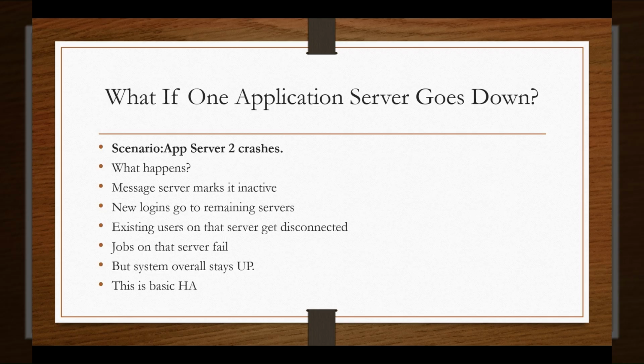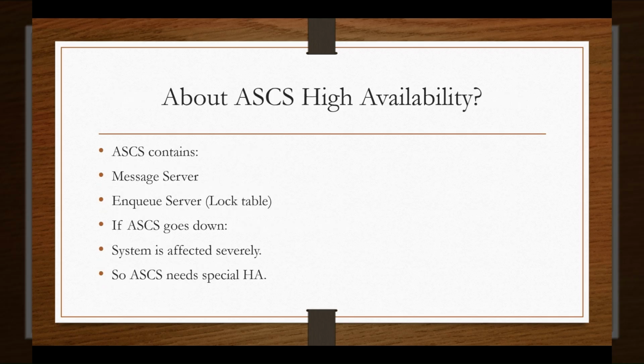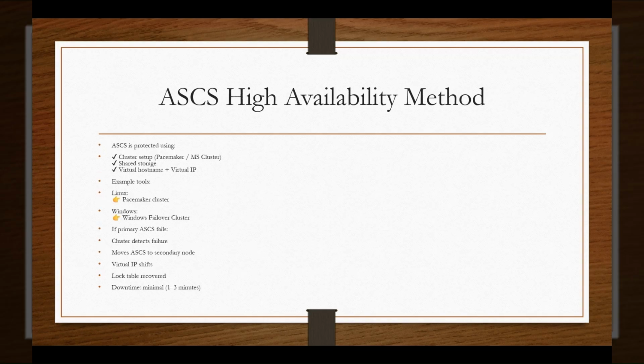This is basic high availability. Here we are talking about the ASCS instance, that is the central instance. If it goes down, the system is severely affected, so this needs a special high availability. Do not get confused here. What I'm trying to say is there is a central instance that is used throughout the system. Each system will have only one central instance.